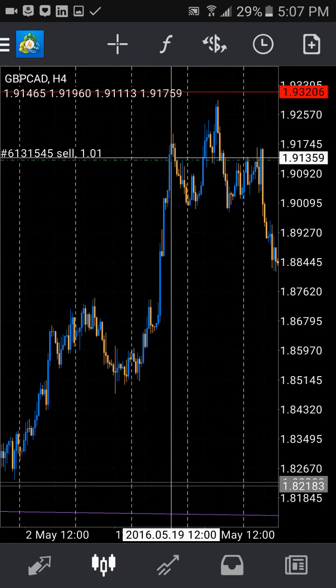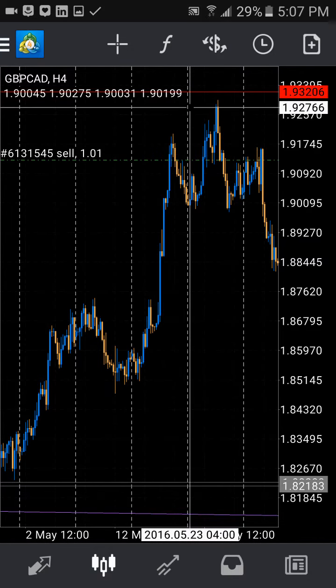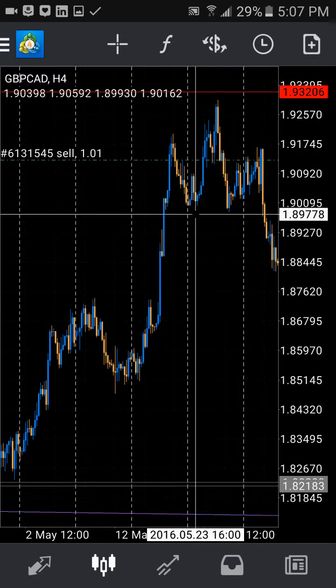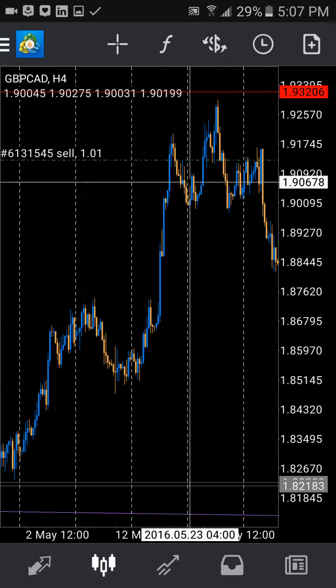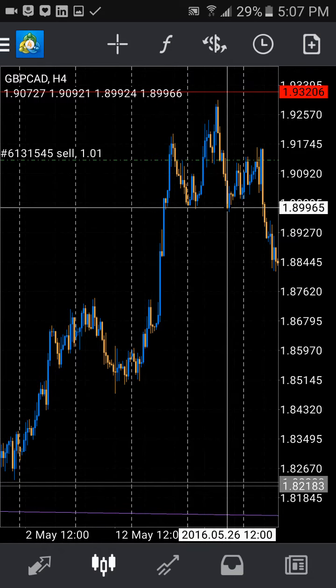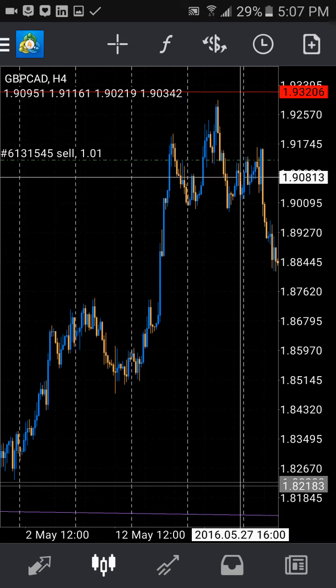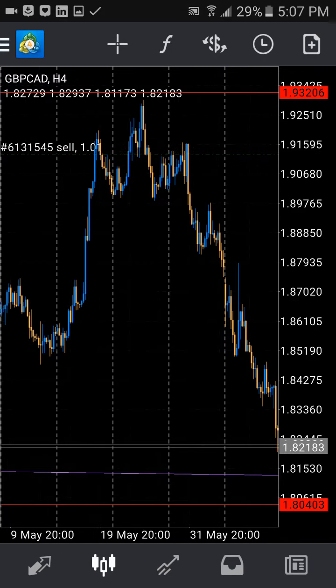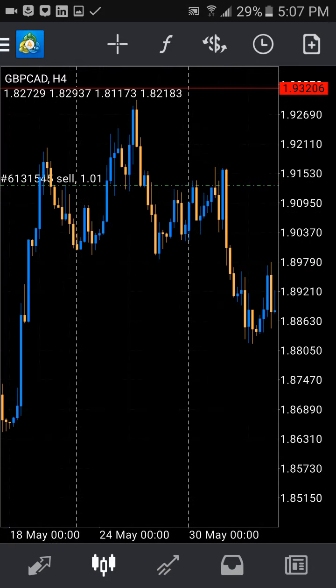After seeing this here, it came down and it came up, formed the head, and it closed down here pretty close to where it closed here. So I figured, with it coming here and not breaking and starting back up, we were going to form a head and shoulders pattern here on the 4-hour chart. So I just slowly watched how it worked.